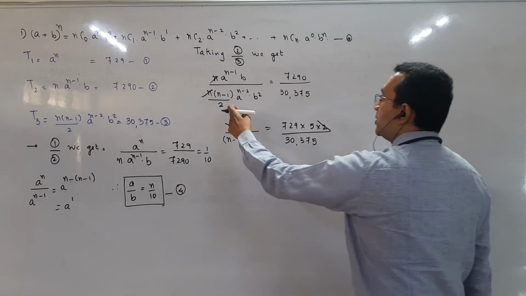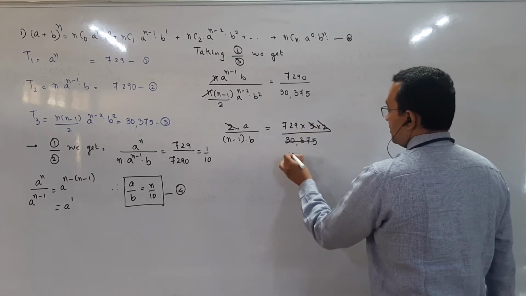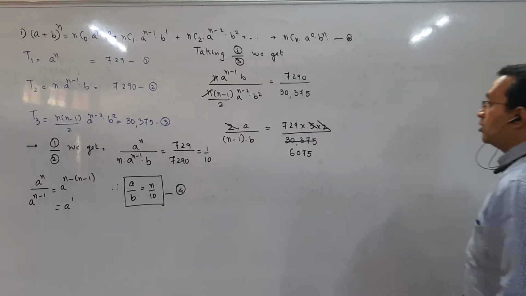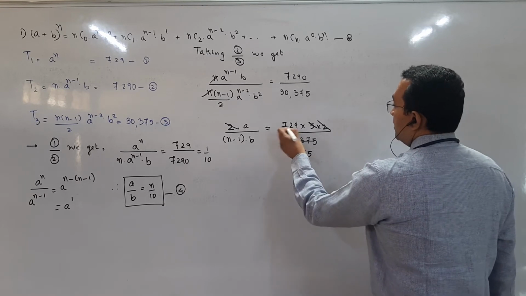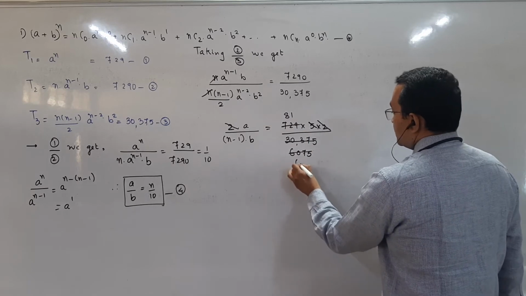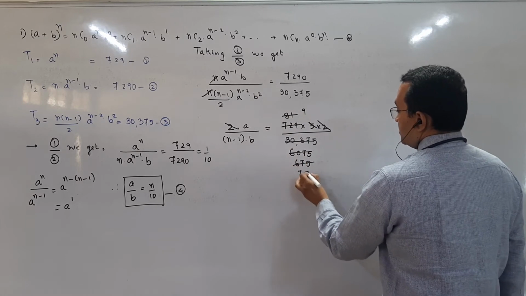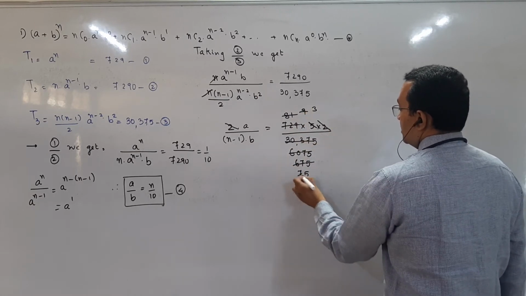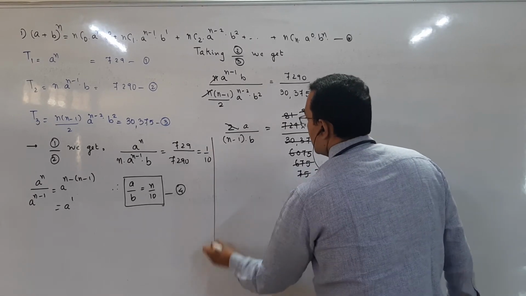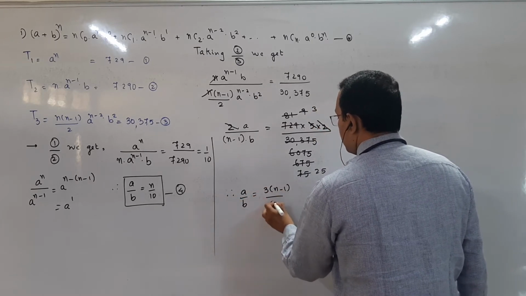This denominator is multiplied in the numerator. Now cancel this by 5. 5 ones are 5, 6075. Easily you can do. Now this is divisible by 9. 9 81s are, and this will be 675. Again divisible by 9, 9 75s are, again divisible by 3. So this comes out to be 3 by 25. So we will have a by b is equal to 3 times n minus 1 by 25.